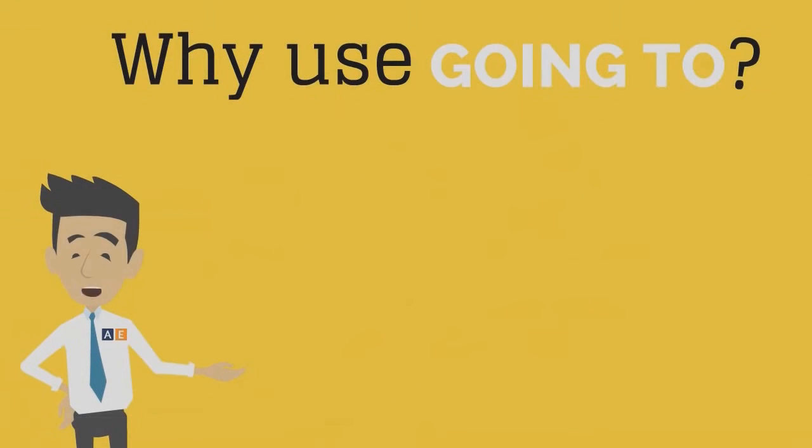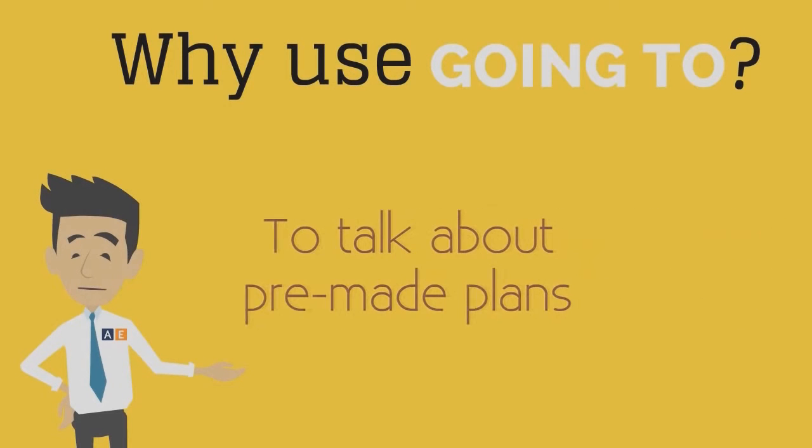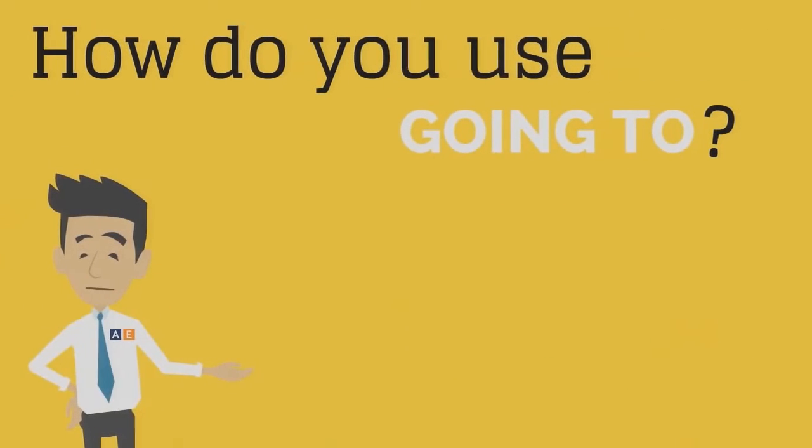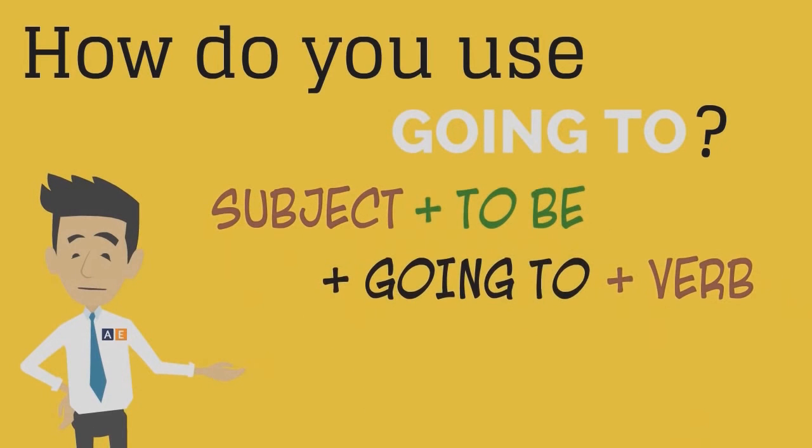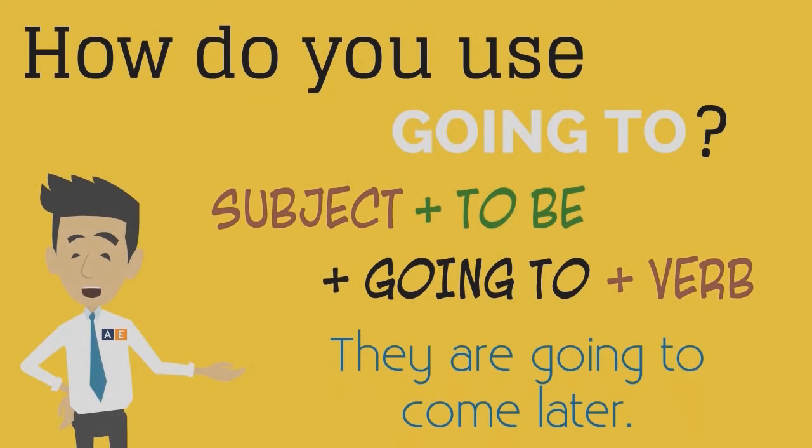So, why use going to? One reason is to talk about pre-made plans. And how do you use going to? Write a subject plus a form of to be plus going to plus a verb. For example, they are going to come later.